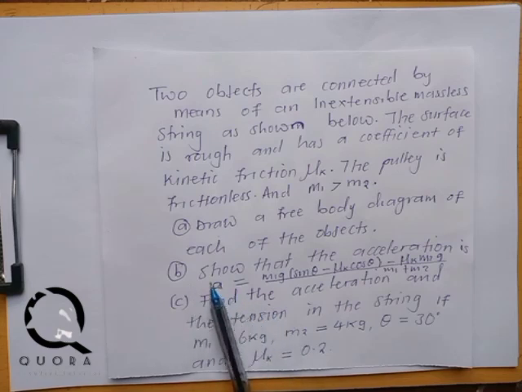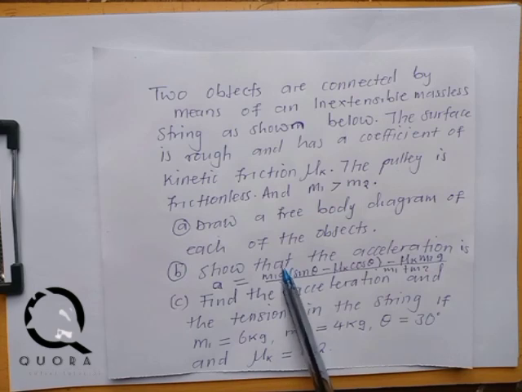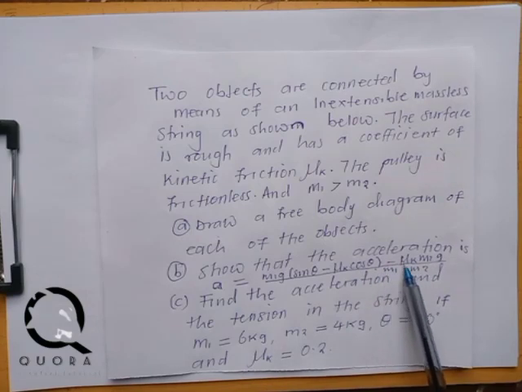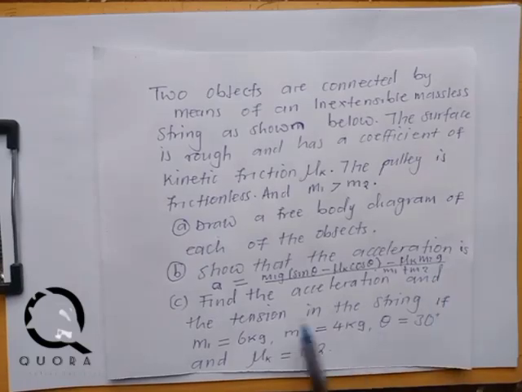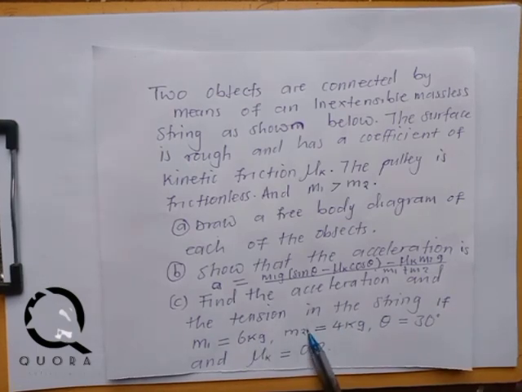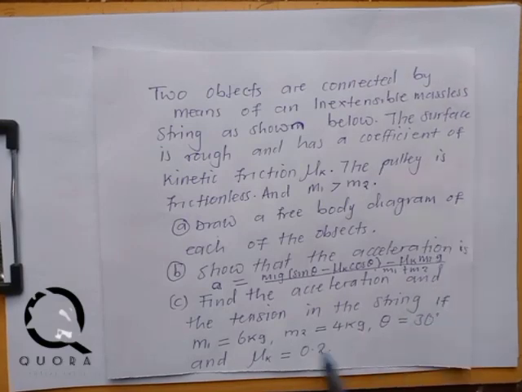B, they're saying show that the acceleration a is equal to m1g (sine theta minus mu k cos theta) minus mu k m2g, over m1 plus m2. Then C, they're saying find the acceleration and the tension in the string if m1 is equal to 6 kgs, m2 is equal to 4 kgs, theta is given by that, and the coefficient of kinetic friction is given as 0.2.